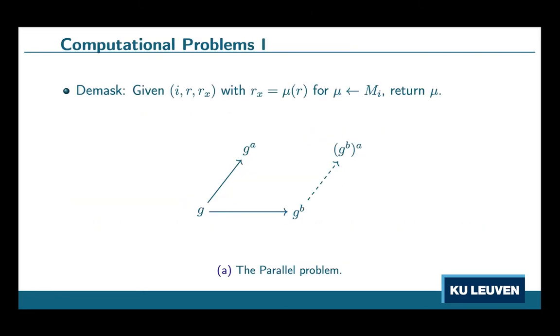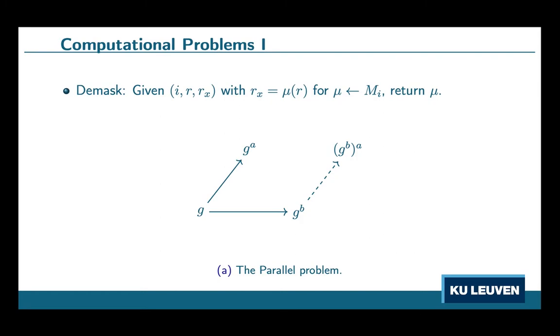So then defining this structure like this gives us a couple of computational problems which have some analogs in the more traditional discrete log setting. The first is the demask problem, where one is given a masking set index, a base representative R, and Rx, which is the product of a random mask applied to R. And the challenge is to return this mask. So in the discrete logarithm setting, this is simply the discrete logarithm problem. So given a random A and G to the A, one has to return A.